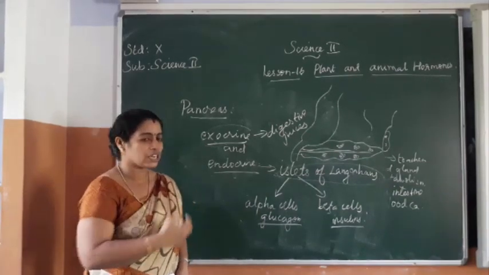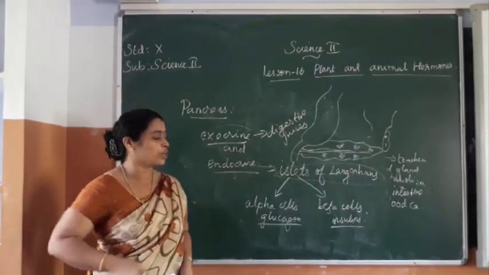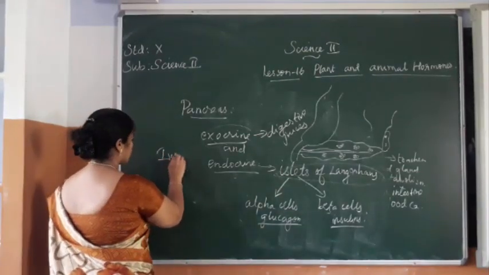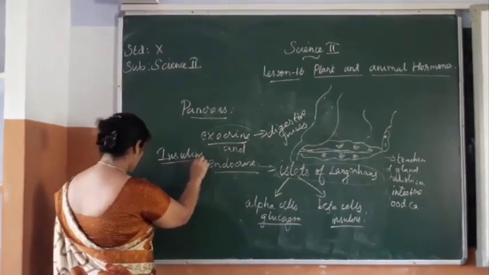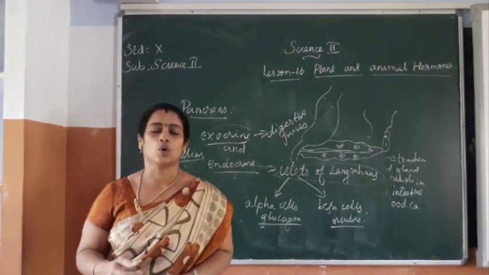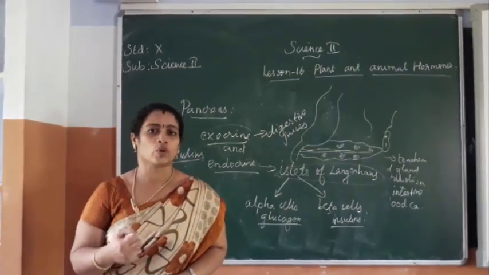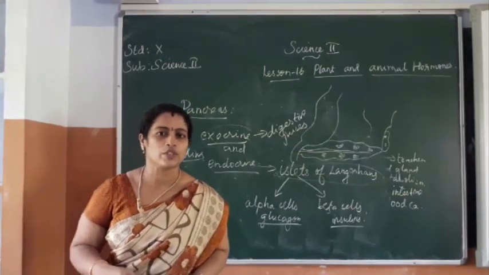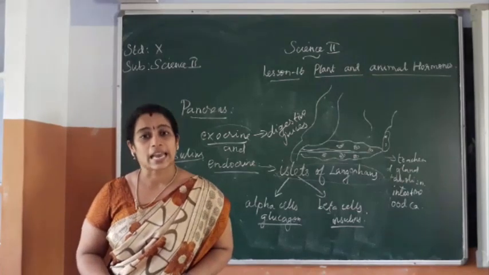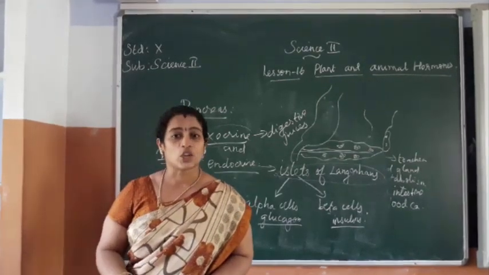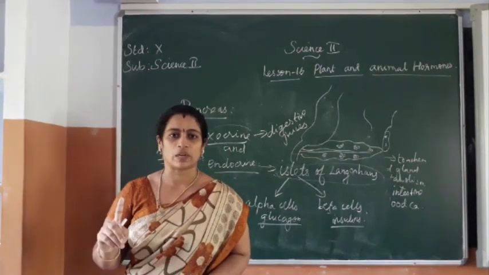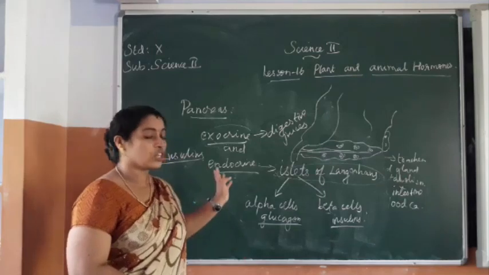So let us see each one separately. First one, we are going to study about insulin. What is insulin? Functions of insulin. This hormone will convert the glucose, the sugar obtained from our food material, into glycogen, and it will be stored in our liver and muscles. So that's the first function.